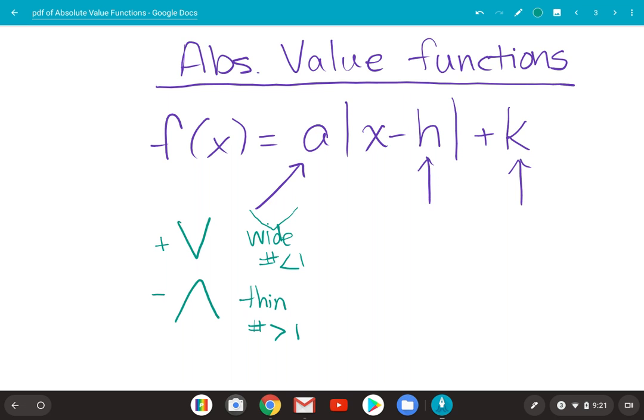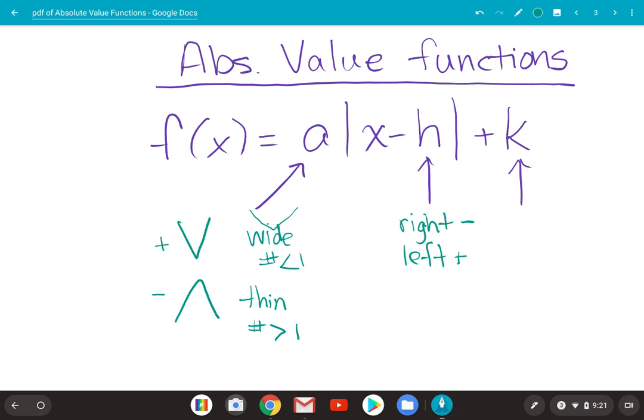The h is going to tell you if you're going to go right or left. If it's going to the right, it's actually going to be a minus, and if it's going to go to the left, it's going to be a plus. It's always going to be the opposite. Always the opposite for this one, and this is going to be for every equation we're going to do this quarter.